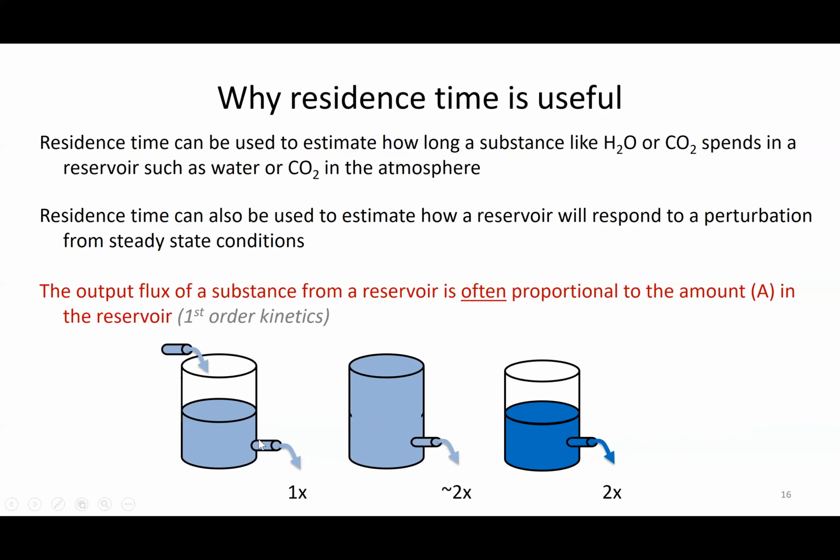Likewise, if we had a concentration of a substance like an element, for example, or salt dissolved in the water, and it had double the concentration, as in this example here, then the flux out of salt in this instance would be twice as much as in this instance, given the water flow would be the same in this case and this case, but the concentration would be doubled. So the output flux of a substance from a reservoir is often, not always, but often proportional to the amount of the substance in the reservoir.